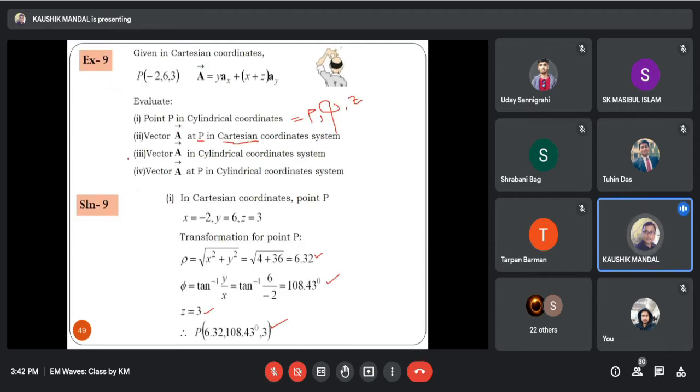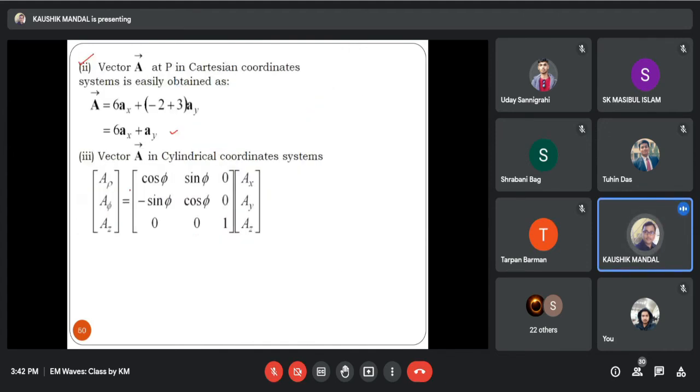Next, point number 3: vector A in the cylindrical coordinate system. That means from Cartesian to cylindrical. We directly use the transformation matrix. A means A rho into the unit vector a rho, plus A phi into the unit vector a phi, plus Az into the unit vector az. So we are using directly the transformation matrix.